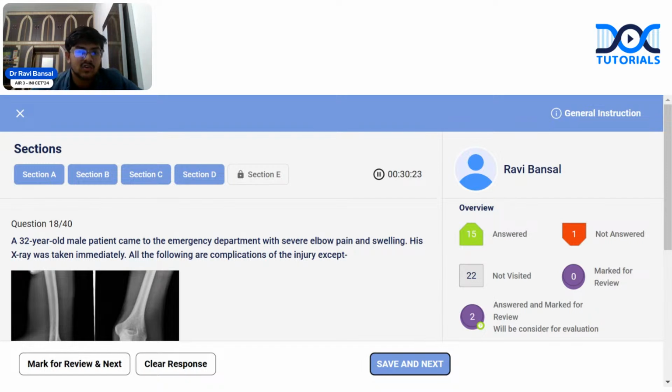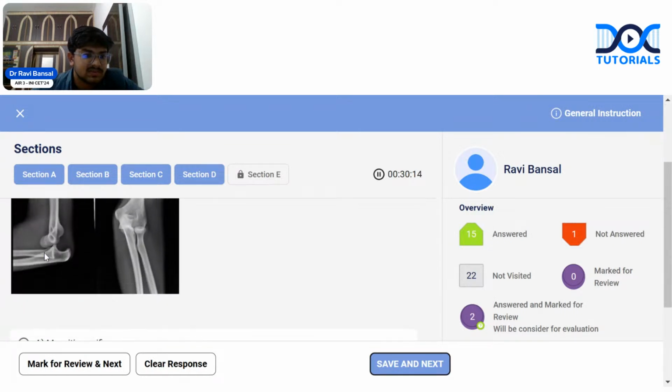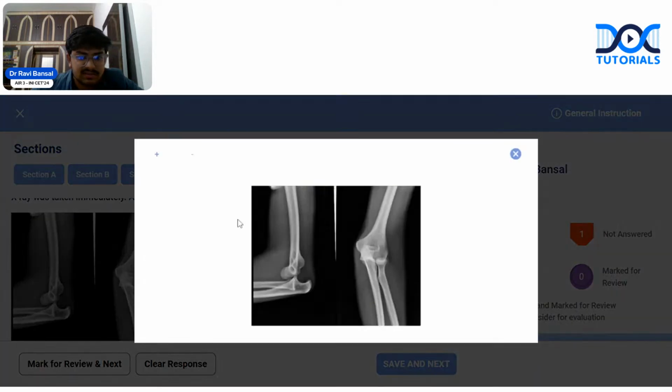All of the following are complications of the injury, except: a 32-year-old male in the emergency department with severe elbow pain and swelling. X-ray was taken. So in the X-ray, there is some elbow dislocation. I cannot see any fracture lines.